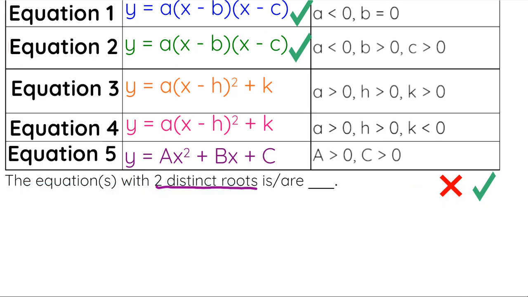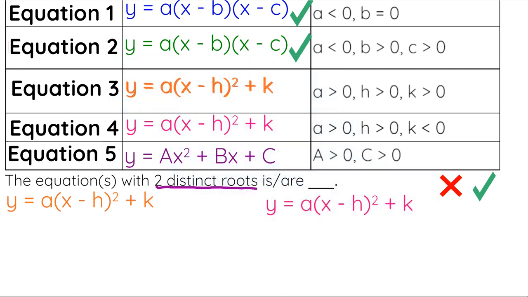Let's look at equations in standard form. No, vertex form, sorry. In these vertex form equations, in the first one, A is greater than 0, H is greater than 0, and K is greater than 0. So I have a parabola. Since A is positive, it opens up. H is positive, so it's moved to the right, and K is positive, so it's moved up. You can see here it does not intersect the x-axis, so this is not one of my potential solutions.